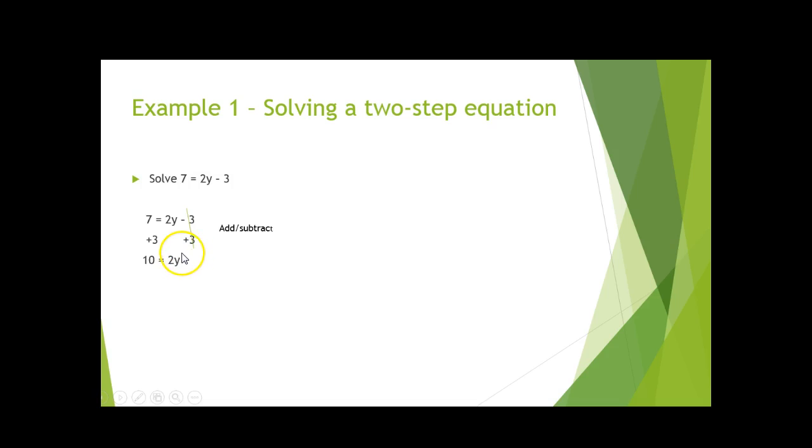Those are equivalent. Now, to get rid of the 2, you're going to get rid of it by the opposite of multiplying, 2 times y. Get rid of it by division. Divide each side by 2. 10 divided by 2 is 5.